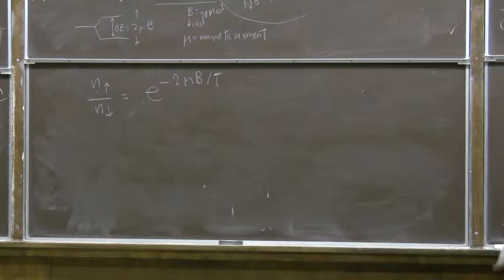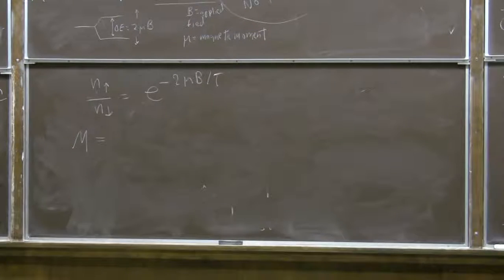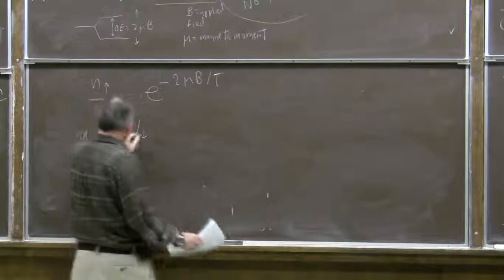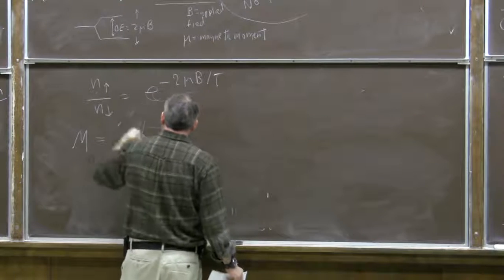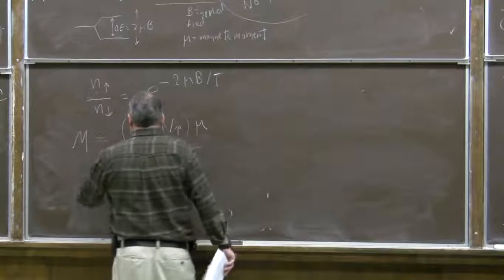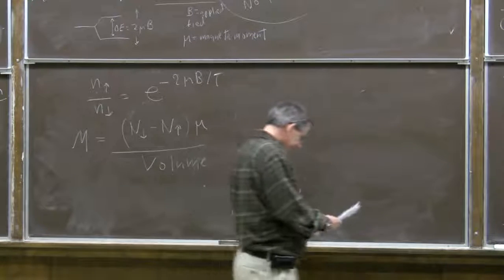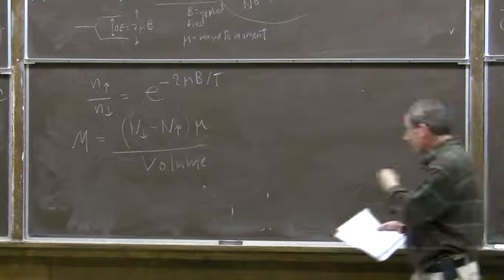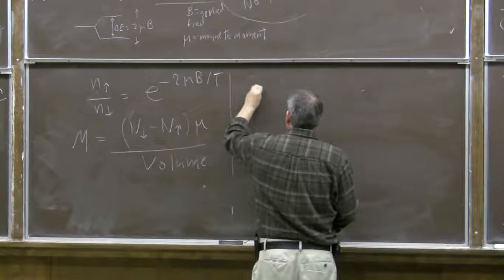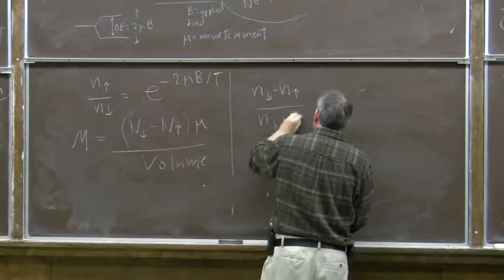And so the magnetization, which is just the magnetic moment, well, the magnetic moments just add. So it's the total number of spins down minus the total number up times the magnetic moment per spin, which is mu. And since I defined it to be magnetization per volume, I should divide by volume. Well, the number down minus the number up divided by the number down plus the number up.